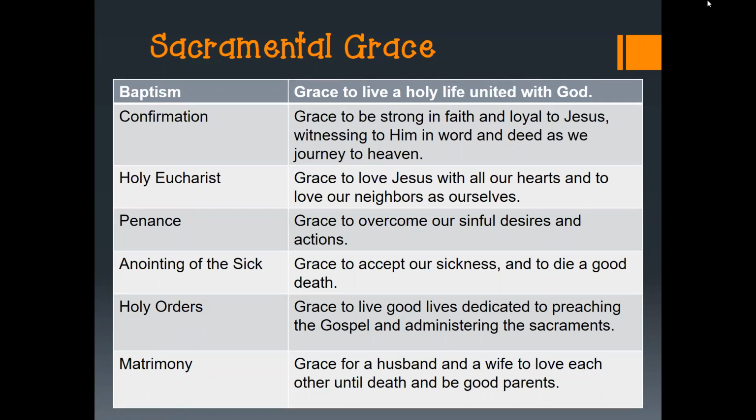This one is especially important for the husband and wife, because you need those graces to lay down one's life for one another, to truly embody the idea of selflessness and servitude towards others. But yeah, so these are all the graces.